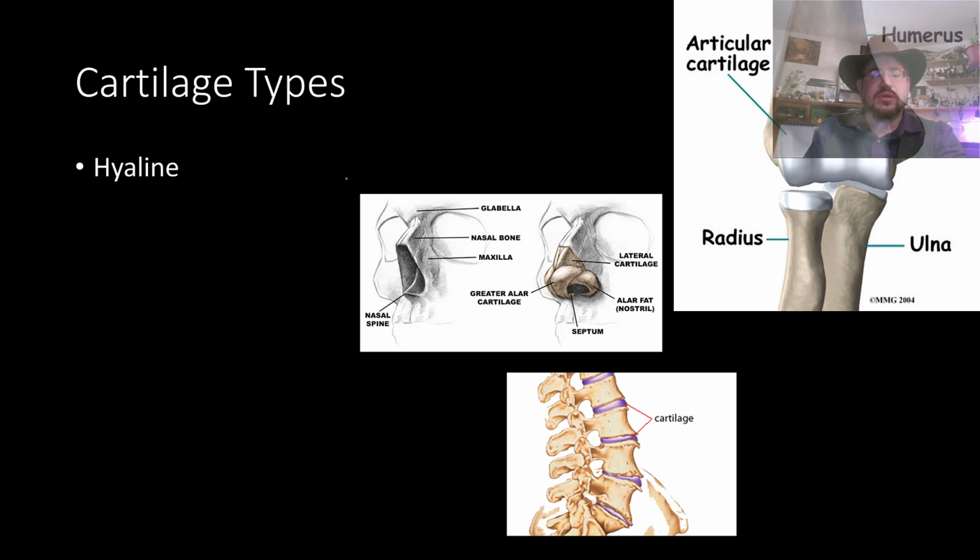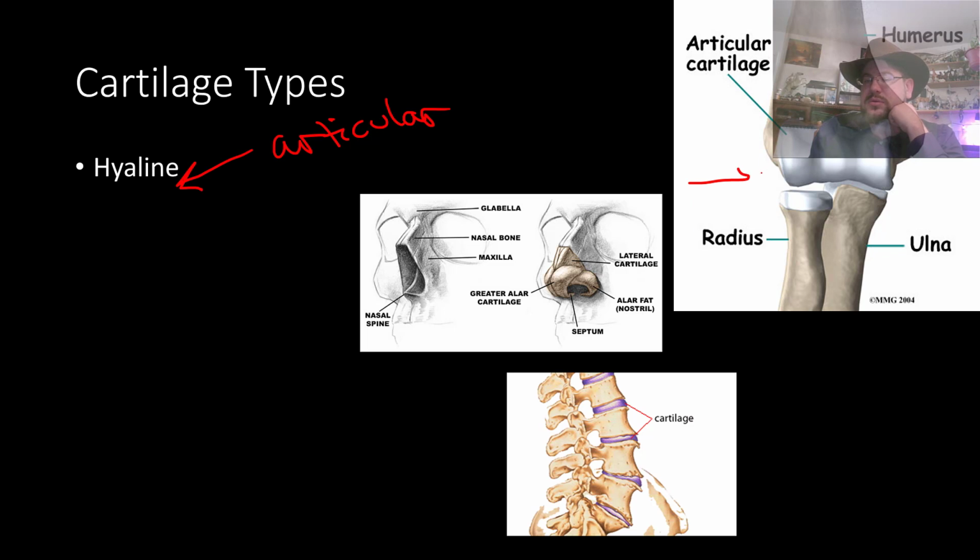All right, so cartilage types. Hyaline cartilage is that smooth, articular cartilage covering joints. Right? Hyaline cartilage. Elastic cartilage is that stuff making up your nose and your ear. And then there's a third type called fibrocartilage.